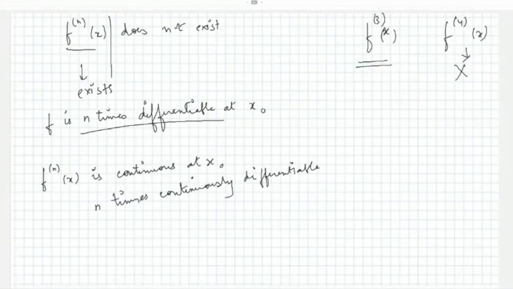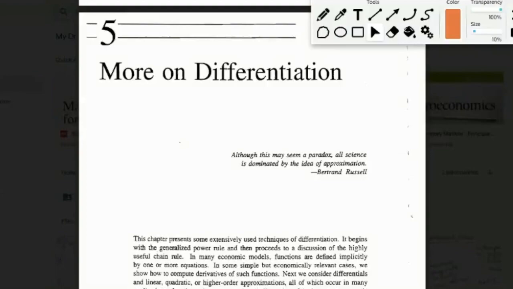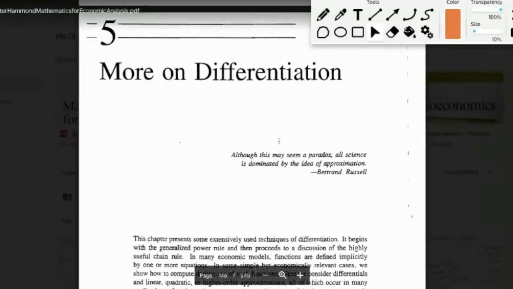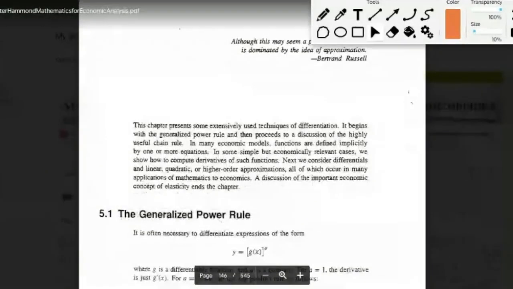Exactly what the concept of continuity is, we will read in the upcoming chapters. But for now, just remember these terms and this language. We will begin with chapter 5, which is an extension of differentiation, and we will read about different concepts related to differentiation: how to differentiate different kinds of functions, where to use which formula. We have already read about certain formulas, but in certain complicated looking functions, how do we apply these formulas? That's precisely the gist of chapter number 5.